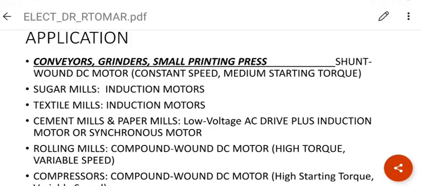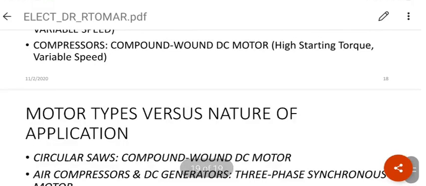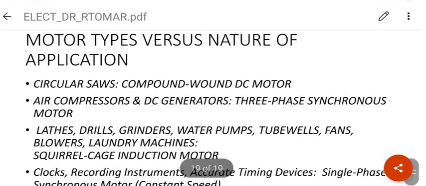Rolling mills, recommended is compound wound DC motor because it gives high torque and variable speed. Compressors use compound wound DC motor because of high starting torque and variable speed. I took this info from several sources, so I'm not pointing to sources. More information, circular saw, compound wound DC motor. You see, compound wound or series wound DC motor or shunt wound DC motor, they are very practical for industry. DC motors are very popular in industry, although DC generators have almost gone away by now. But DC motors are going to stay for a long time.